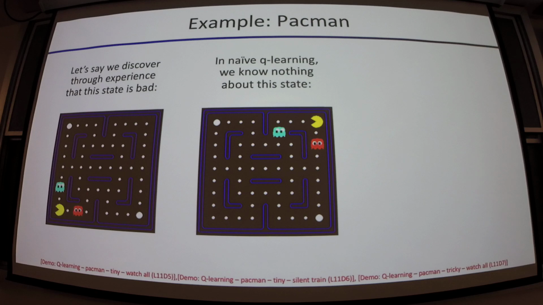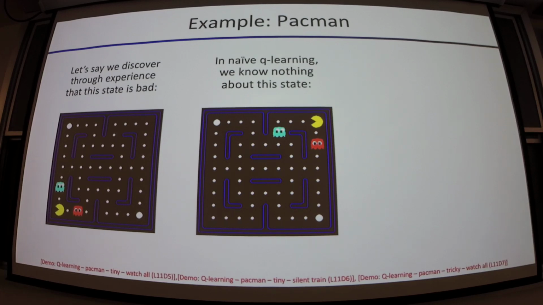In naive Q-learning, we know nothing about this state. Right? Those look completely different. They're probably very far away from each other in this state space under some notion of distance. We can't even say things that are close by look the same. But conceptually, these are very similar situations for Pac-Man, right? But Q-learning says 100% distinct. We have to learn each separately, right?